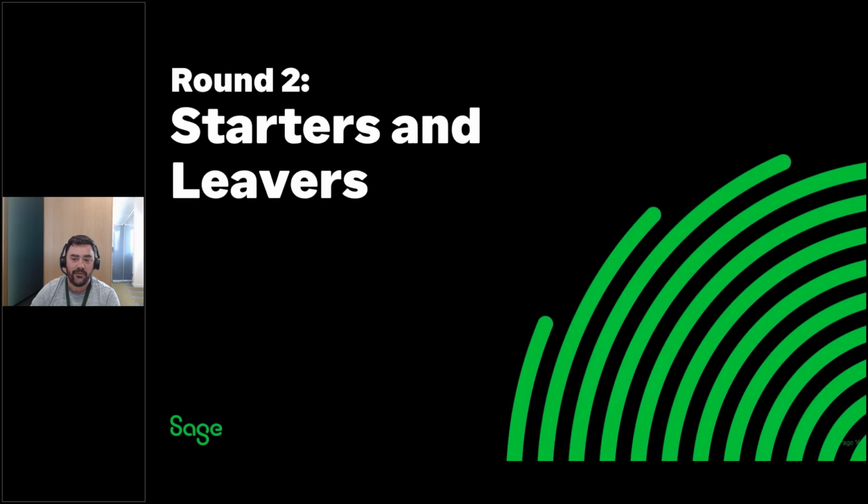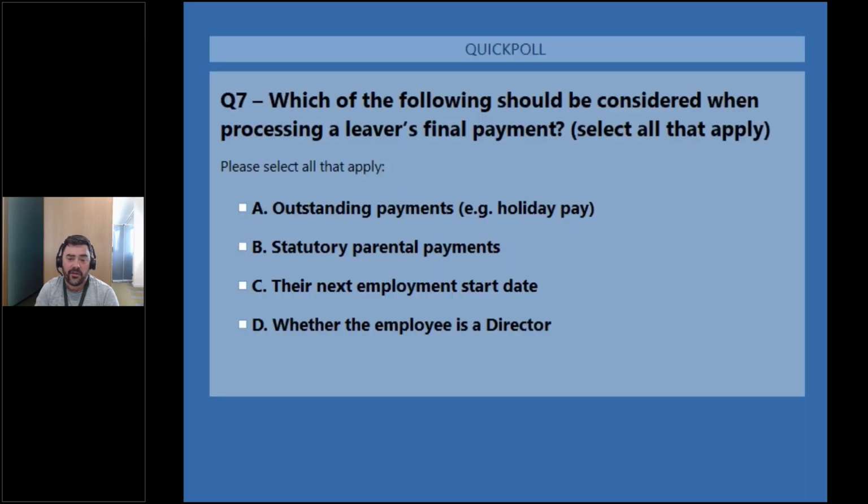Great, and we'll move on to question 7. So another multi-select question. Which of the following should be considered when processing a leaver's final payment? So select all that apply for this one. Do you need to consider outstanding payments, for example, holiday pay, statutory parental payments, the employee's next employment start date, or whether the employee is a director?